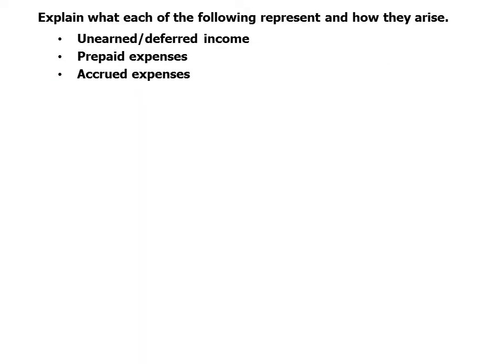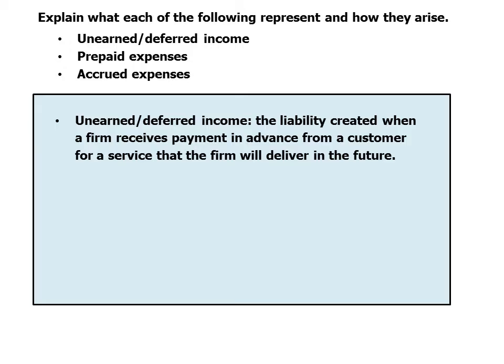Explain what each of the following 3 items represents and how they arise: unearned income, prepaid expenses, and accrued expenses. Unearned or deferred income. This is the liability created when a firm receives payment in advance from a customer for a service that the firm will deliver in the future.